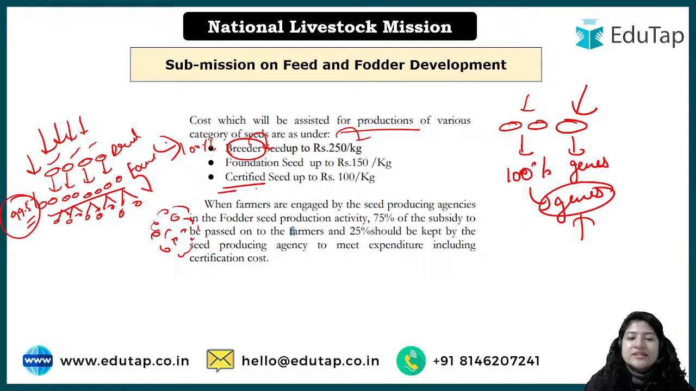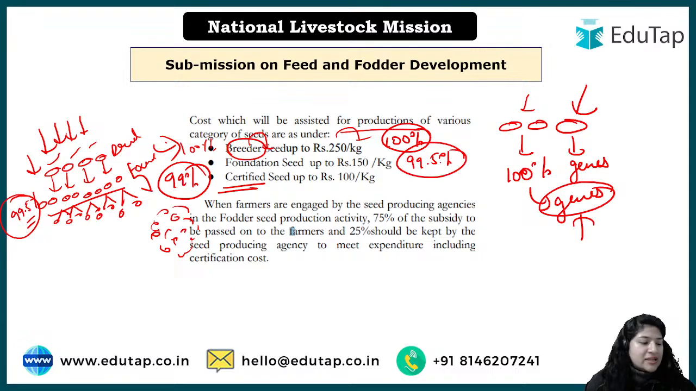So your certified seeds, they are 99% pure. So आपके breeder seeds are 100% pure, means exact what the breeder wanted. If we compare foundation seed, they are not exactly what the breeder wanted, but yes, 99.5% what the breeder wanted. And certified seeds are 99% what the breeder wanted, और उनके लिए ये सब जो amount है वो दिया जाएगा. ठीक है, subsidy इतना दिया जाएगा.